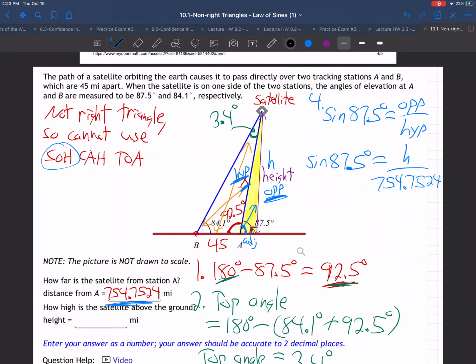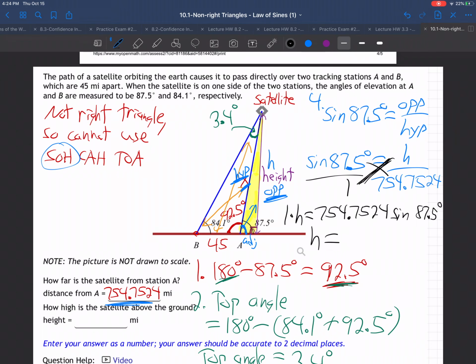754.7524. So we can use that to solve for h. Put this over 1, diagonal, diagonal. So h times the sine of 87.5 degrees. No, what am I doing? That's h times 1, isn't it? These guys multiply. So 1 times h is 754.7524 sine of 87.5 degrees. 1 times h is just h. So h equals, let's figure it out.